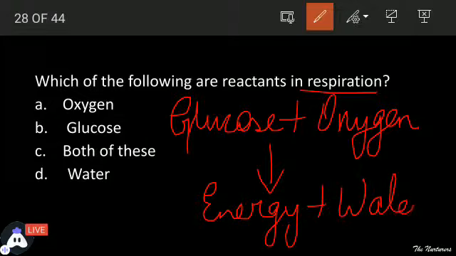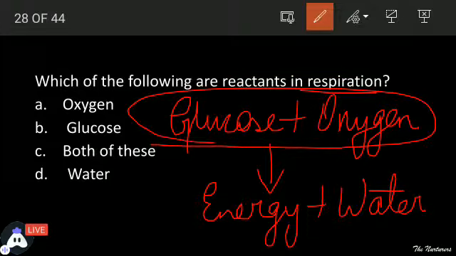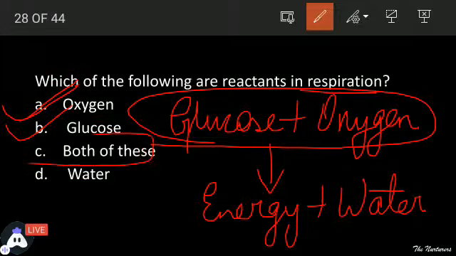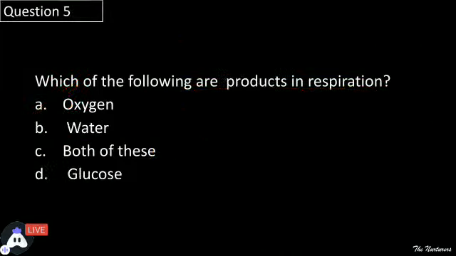So if we are talking about reactants, what are reacting in this case? Glucose and oxygen, both are reacting. So both of these would be the correct option when we are talking about the reactants of respiration.